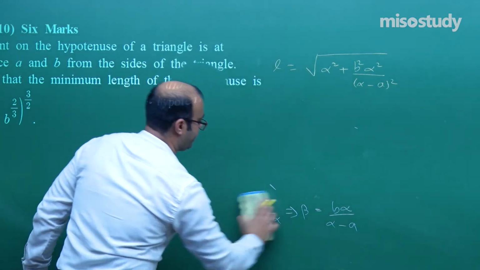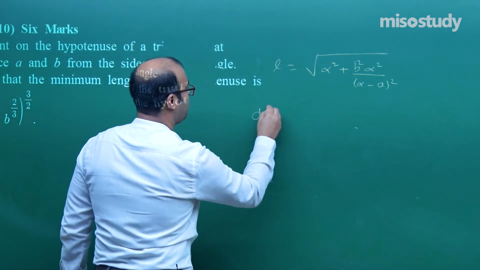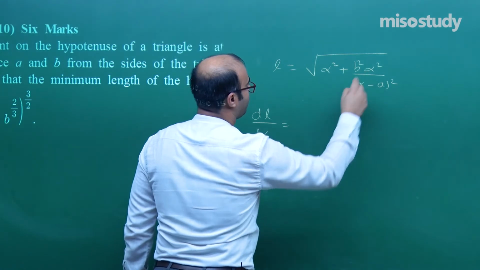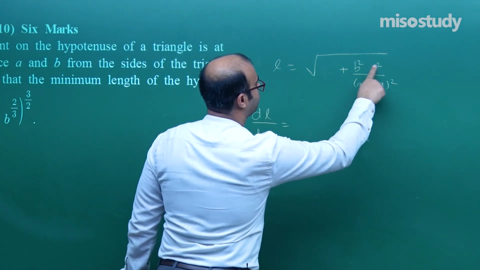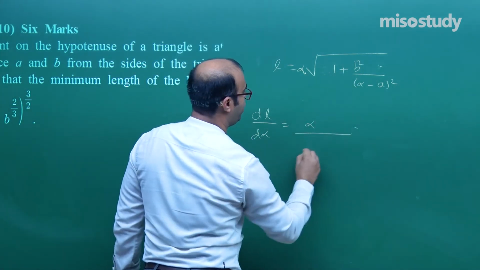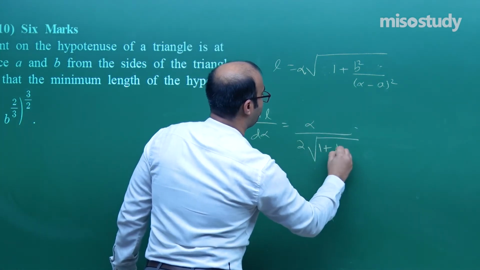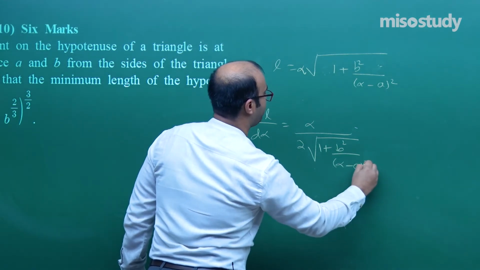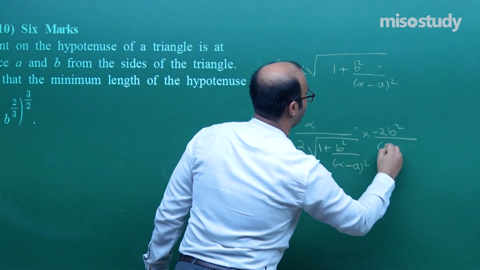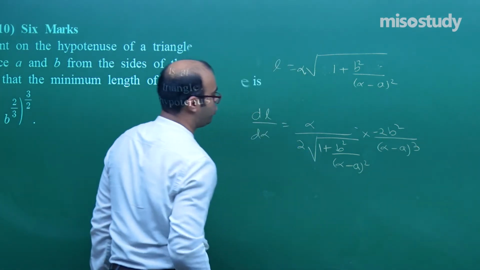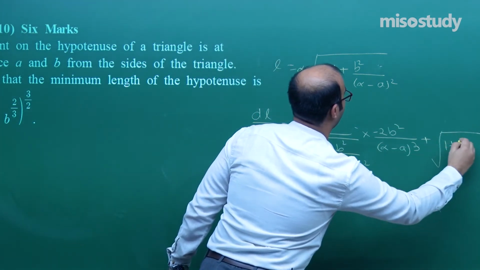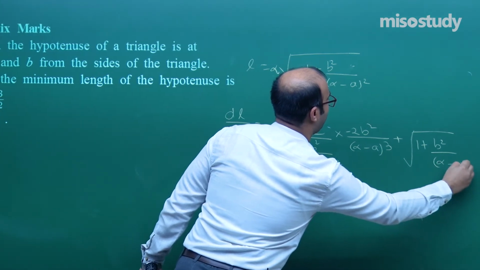Then we differentiated it. We'll differentiate it fast here because we don't have to go into much of the calculation. We take this alpha square outside. So this will become alpha here. The first term is alpha. We'll differentiate this: 1 by 2 root over 1 plus b square by alpha minus a whole square, and the differentiation of this is into b square minus 2 over alpha minus a whole cube. Okay, students. Plus we will differentiate alpha and keep the rest as it is, root over 1 plus b square by alpha minus a whole square.